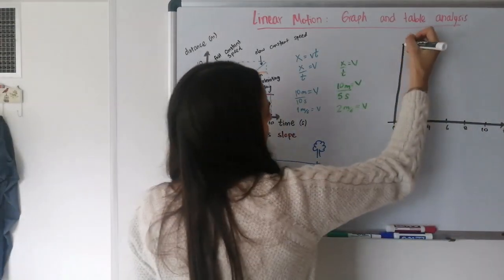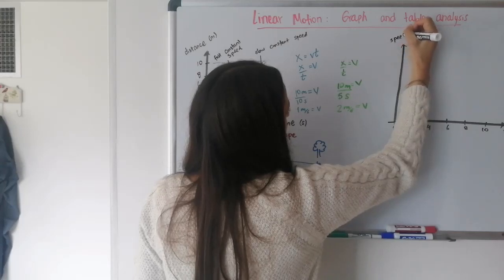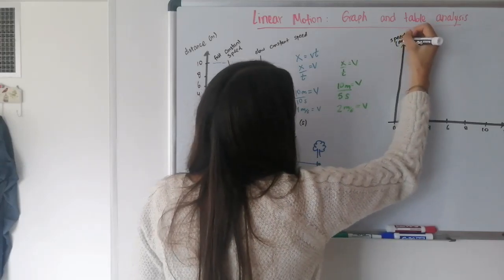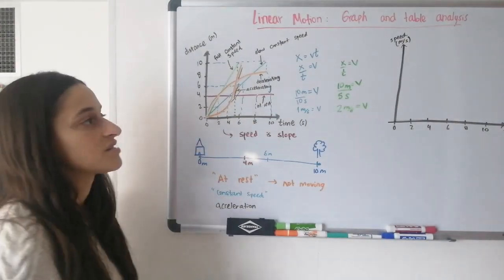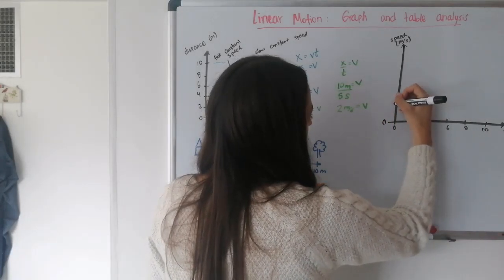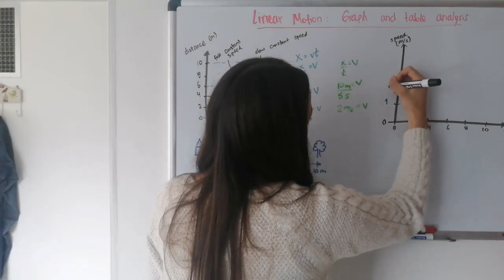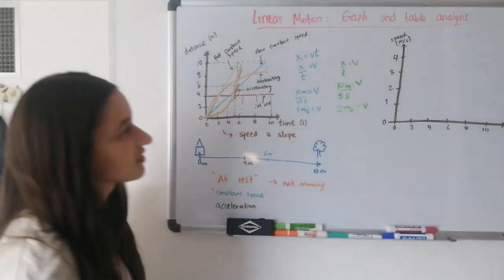But now our y-axis is going to be speed or velocity in meters per second. Remember that the unit for speed or for velocity is meters per second. So we can have 0 meters per second. Let's say this is 1, 2, 3, and 4 meters per second.